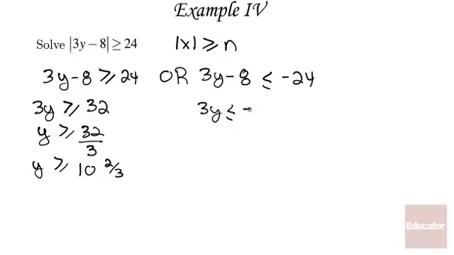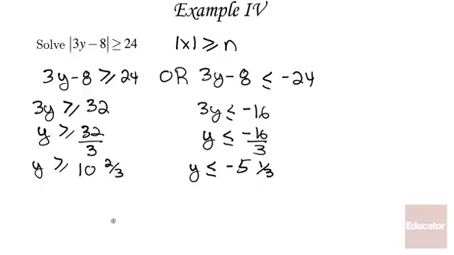Solving for this side, I'm going to add 8 to both sides, and I'm going to get 3y is less than or equal to negative 16. Dividing both sides by 3, y is less than or equal to negative 16 thirds. Again, making it a little bit easier would make it y is less than or equal to negative 5 and 1 third. Okay, again, it's or.